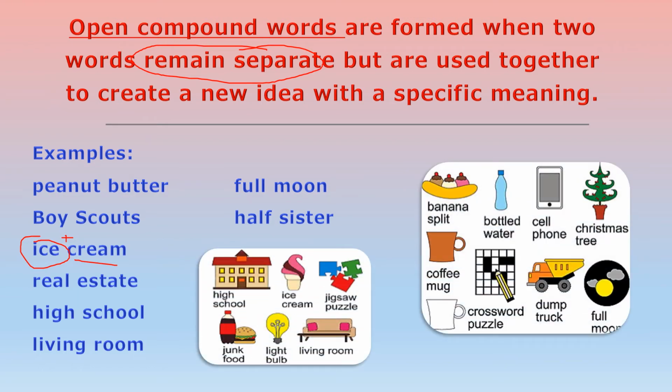Some more examples of open compound words, very common: cell phone, jigsaw puzzle, living room, words that go together. Living meaning something else, room is something else, but a living room is a different meaning altogether.